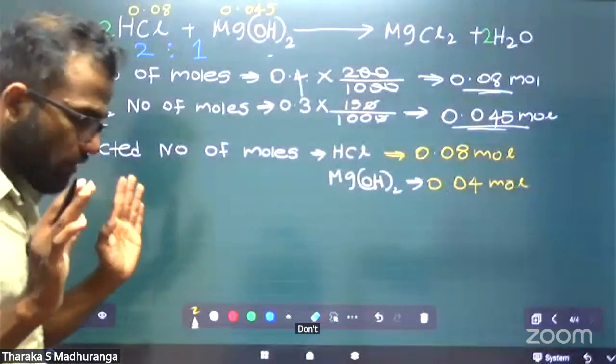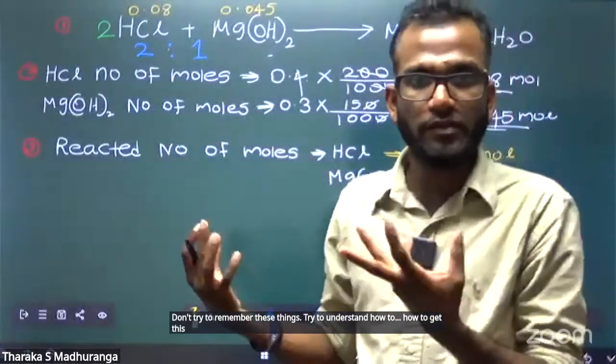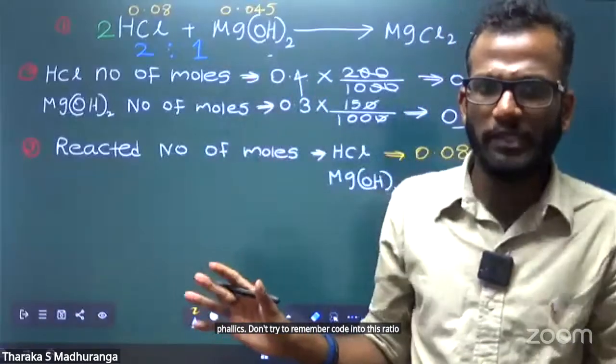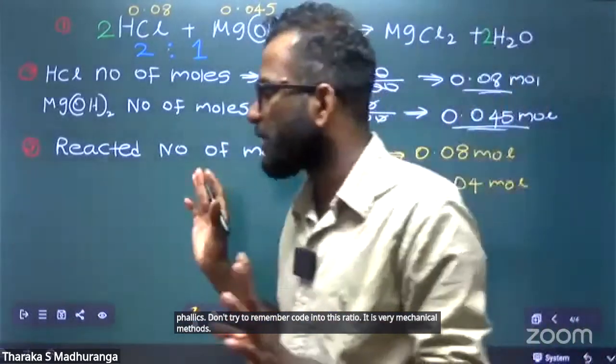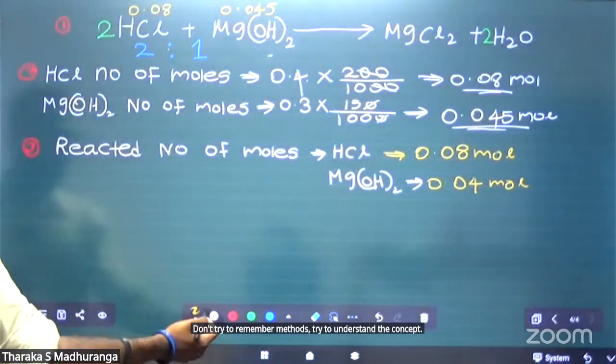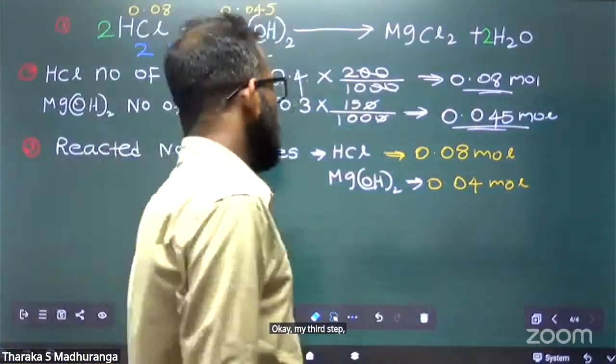Don't try to remember these things. Try to understand how to get these values. Don't try to remember according to this ratio. It is a very mechanical method. Don't try to remember methods. Try to understand the concept. Okay, that was my third step.